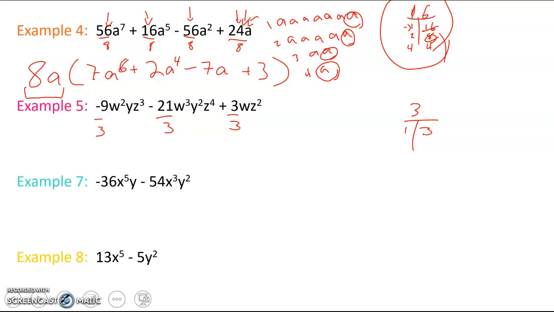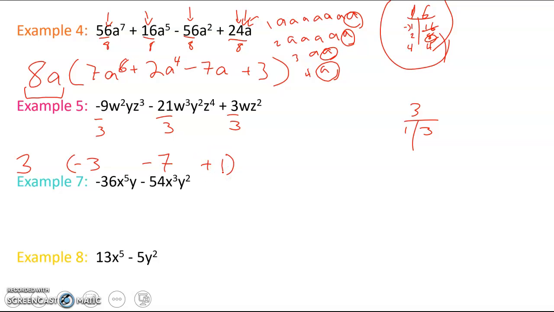If we divide all these numbers by 3, I take out the 3 and write that on the outside, and then I leave my leftovers on the inside. Negative 9 divided by 3 gives me a negative 3. Negative 21 divided by 3 gives me a negative 7. And then plus 3 divided by 3 is just a plus 1 right there.